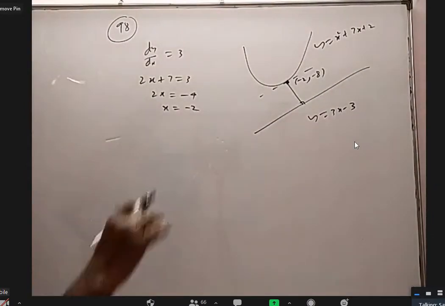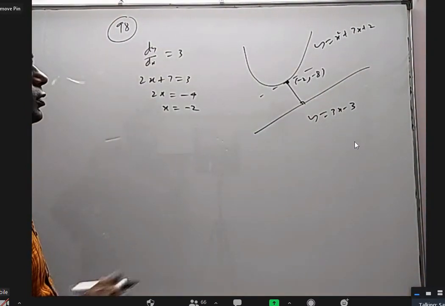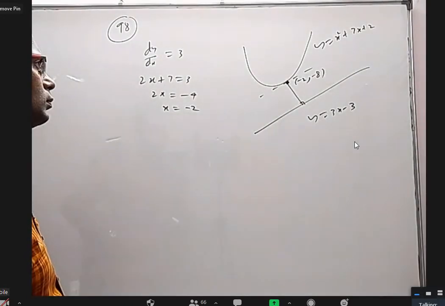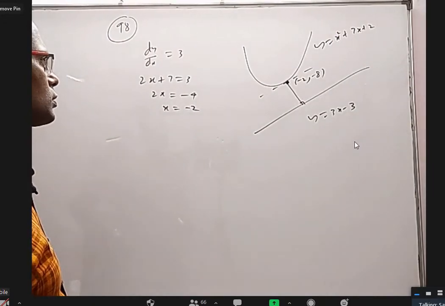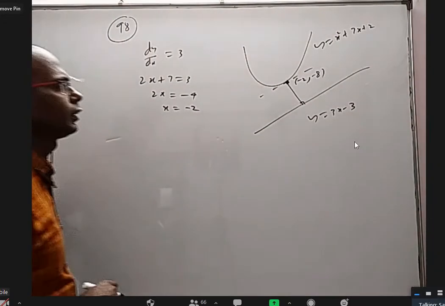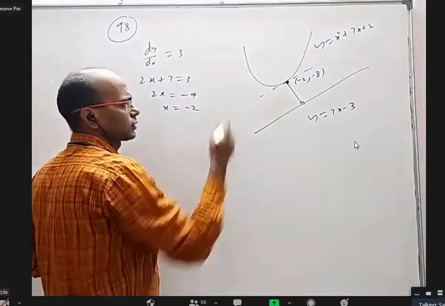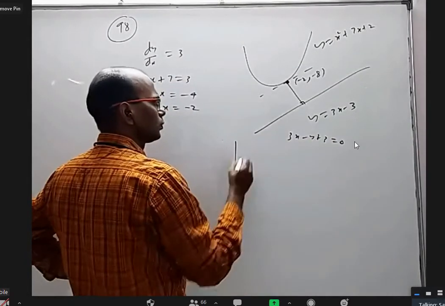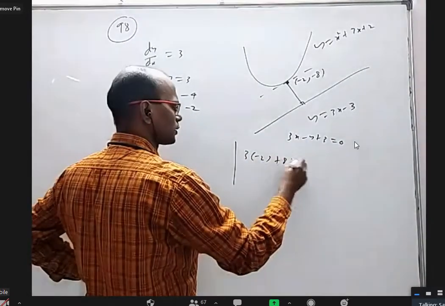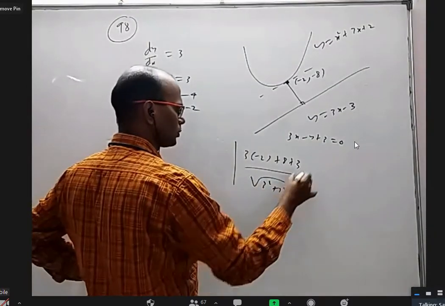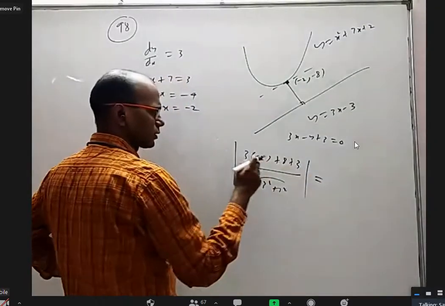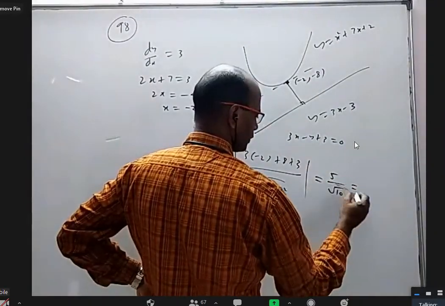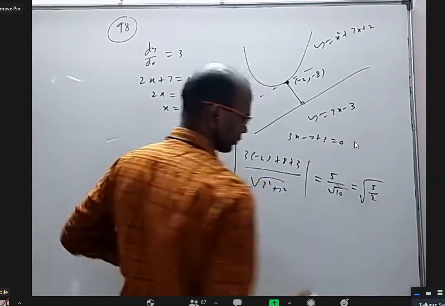Slope 3 is positive. How did I get it? It's okay, not a problem. Minus 2, minus 8, is it correct? 4 plus 2, 6, 6 minus 14, minus 8. Okay, fine. Now from this point you find the distance, you will get that value. The line is 3x minus y plus 3 equal to 0. Mod of 3 into minus 2 plus 8 plus 3, by root over 3 square plus 1 square. Minus 6 plus 3 minus 3, that is 5 by root 10, that is root over 5 by 2.